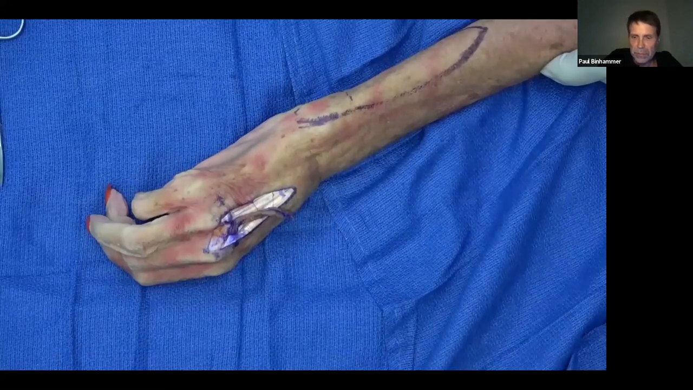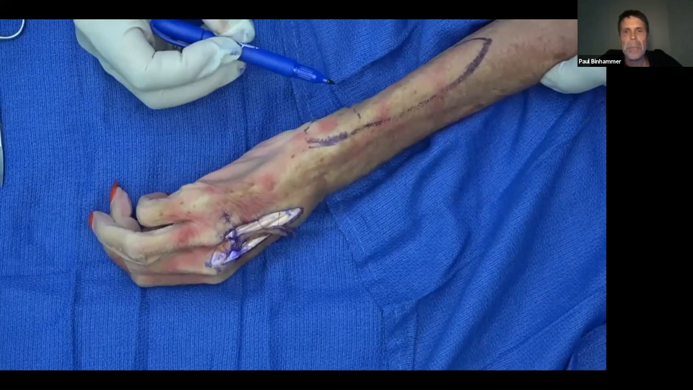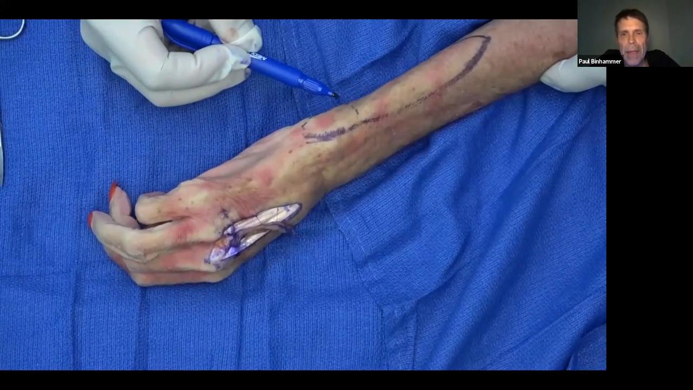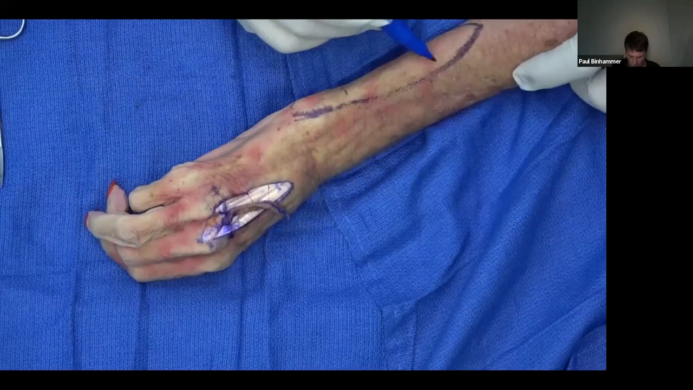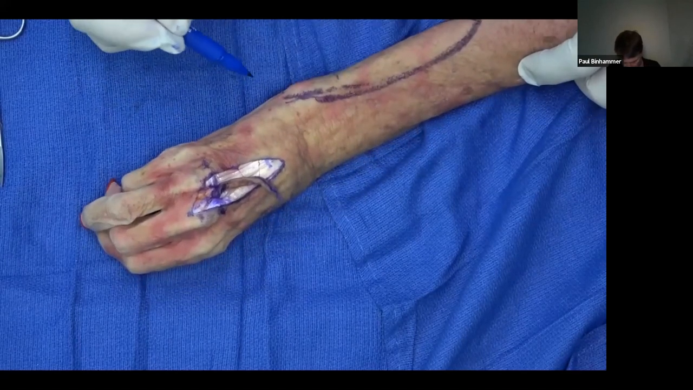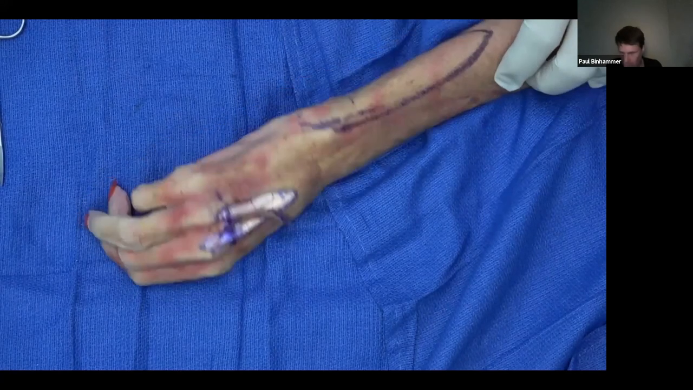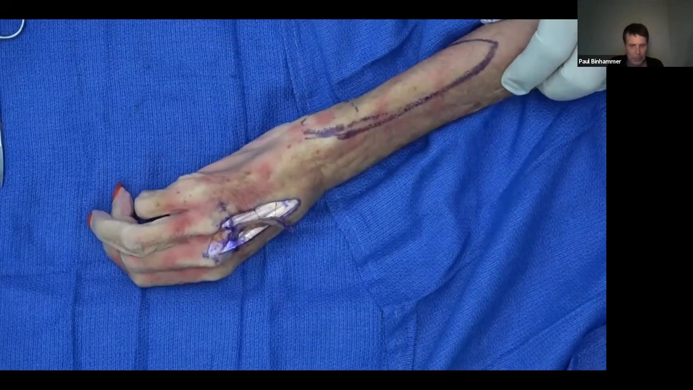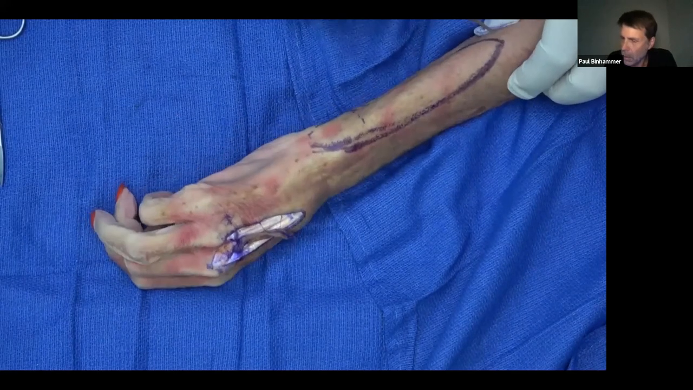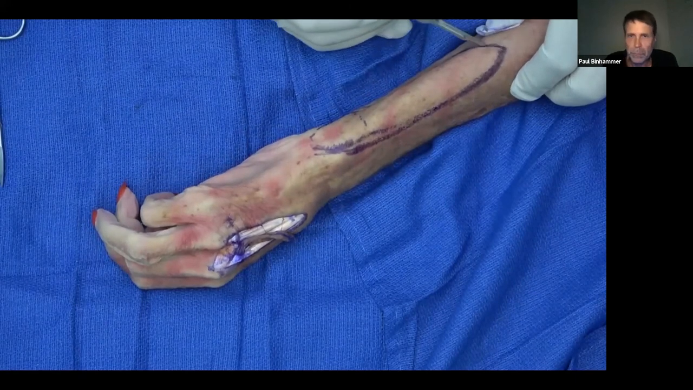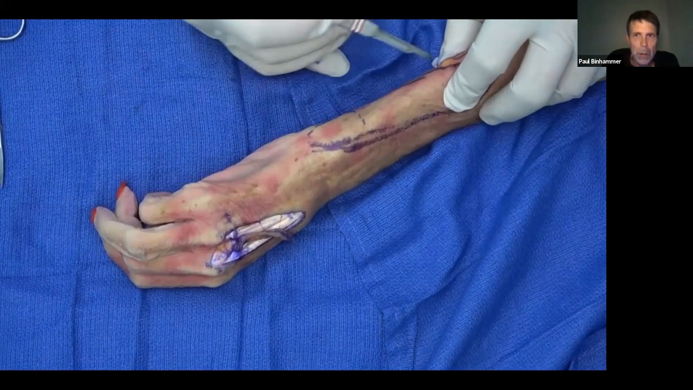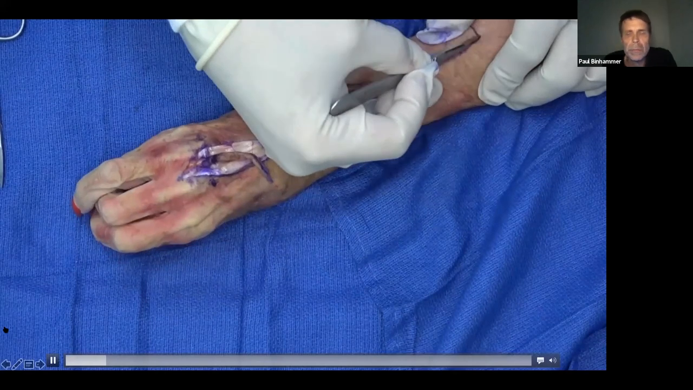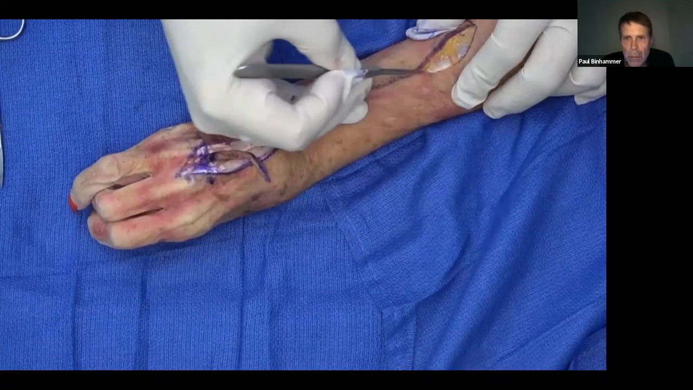The Becker flap is based on a branch of the ulnar artery, which comes off proximal and supplies the dorsal ulnar aspect of the hand. And you can take a long flap with a skin paddle with it. It's relying on a branch of the ulnar artery, so we're going to try and take a lot more fascia with it.